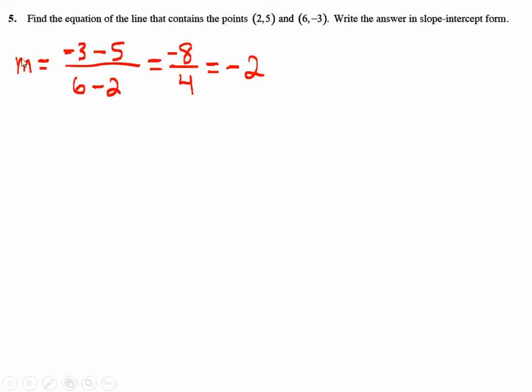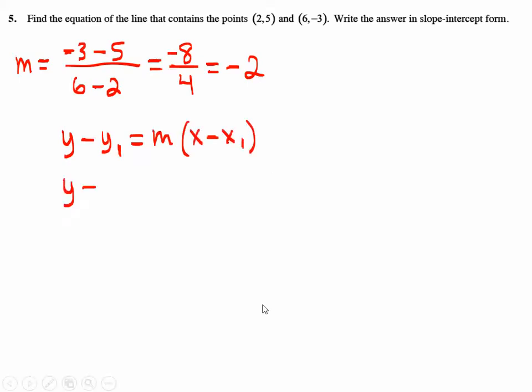Alright, once you get to this point, now I have a slope. That's awesome. And actually now I have 2 points. Alright, which one do I use? Use 2, 5. I can use either one, right? Because 2, 5 is on the line. 6, negative 3 is also on the line. But I probably choose 2, 5 just because there's no negatives there to deal with. And I'll let you guys finish it off.